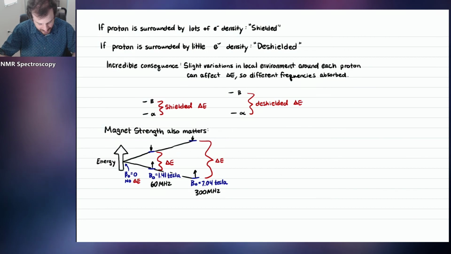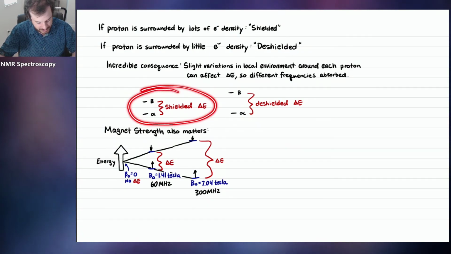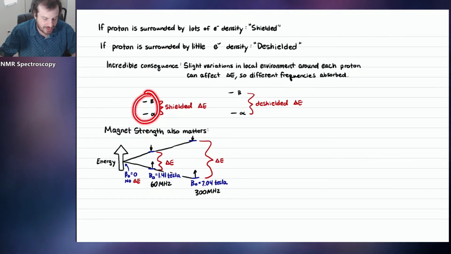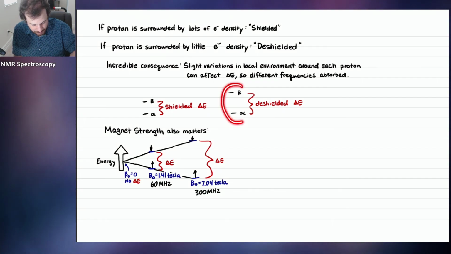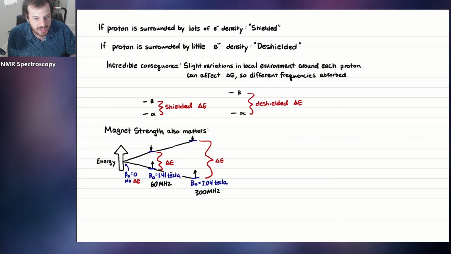Okay, and so you can see here that if you have a shielded situation, a proton that's shielded, the difference between alpha and beta is much smaller, because it's a lot easier to oppose the applied magnetic field if you have a shielding magnetic field near you. It makes it less uncomfortable to point against the applied magnetic field. Versus if you don't have much shielding around you, you really have to put your head out there in the wind, and there's a big energy difference between the alpha and the beta spin states.